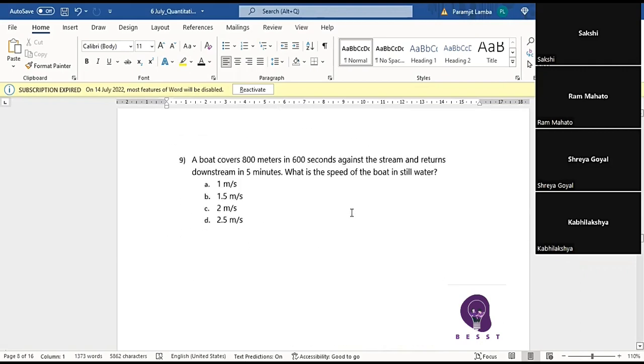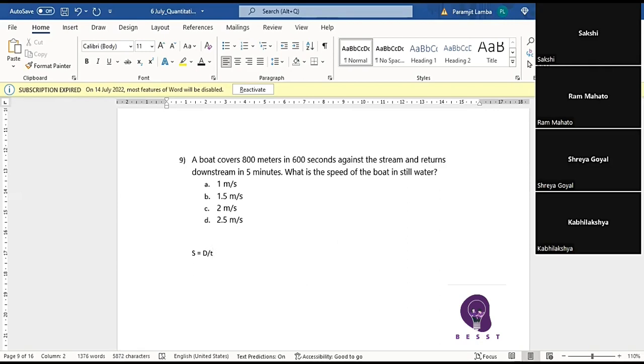Okay, moving on to the next question. A boat covers 800 meters in 600 seconds against the stream. Against the stream means upstream, and returns downstream in 5 minutes. What is the speed of boat in still water? So again, you are given distance, you are given time. What is the speed you have to calculate? So you will use the formula speed equal to distance over time.